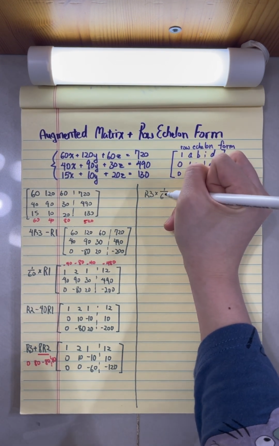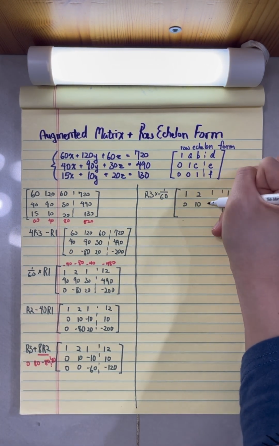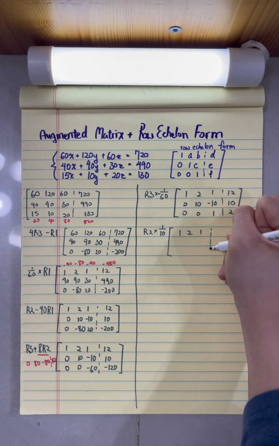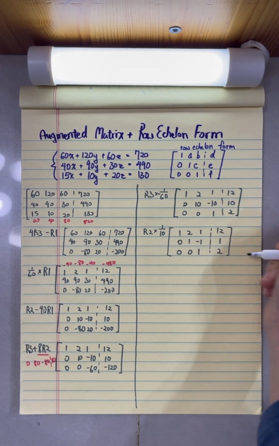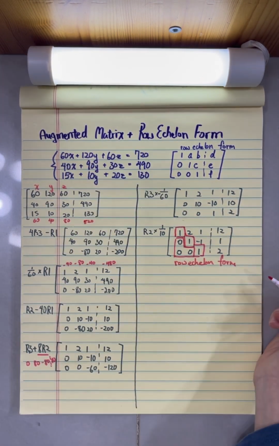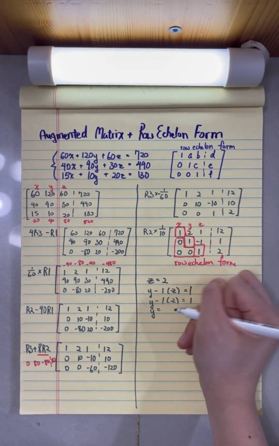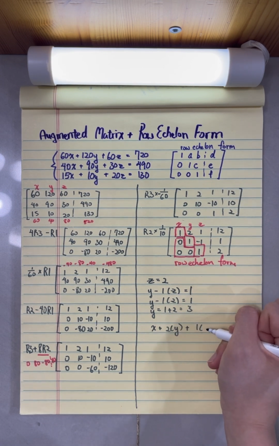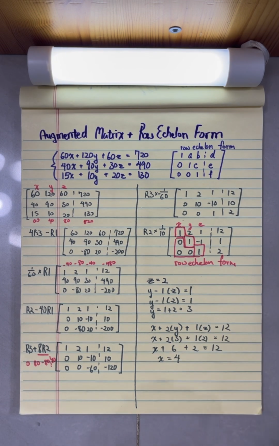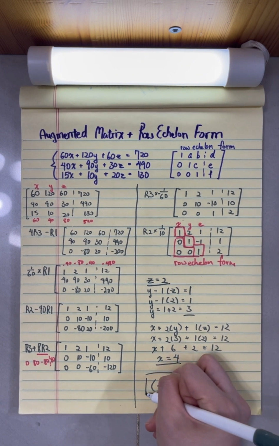The next thing I did was multiply row 3 by negative 1 over 60. This would give me the 1 for row 3. Then I multiplied row 2 by 1/10, which gives me the 1 in row 2. Then we do a little bit of math. z equals 2 from our row echelon form matrix. y minus 1z equals 1, so y is equal to 3. x plus 2y plus 1z equals 12. Do the math and x is equal to 4. Summary: x equals 4, y equals 3, z equals 2.